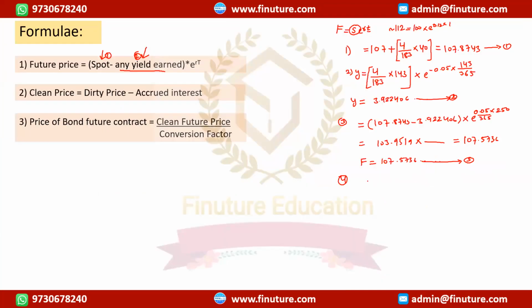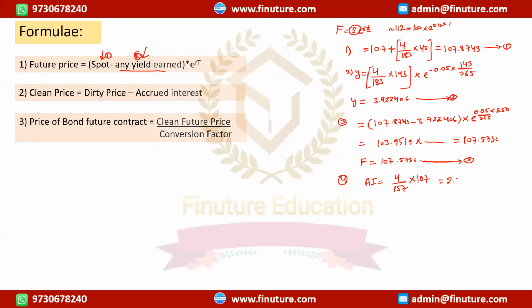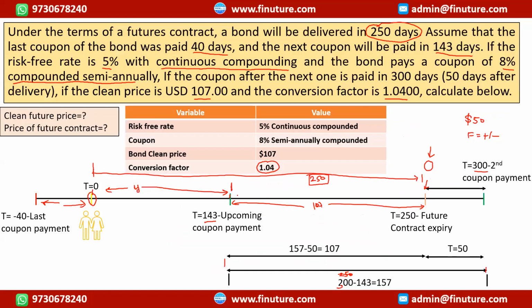So how do I write it? Accrued interest is equal to, you are getting $4 on the time window of 157 days, and you need to calculate what would be your amount for 107 days. So it would be equal to 2.726115. So this is your accrued interest. Now we will calculate a clean future price. That was our first task.